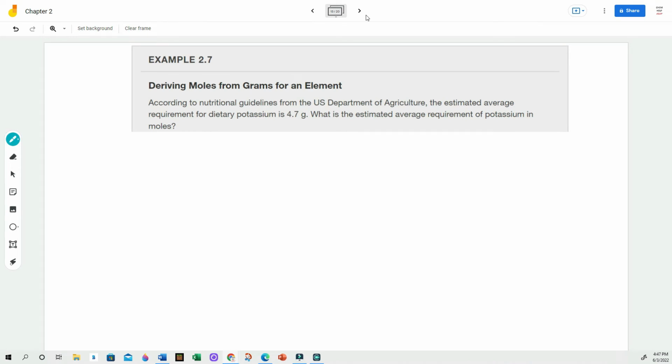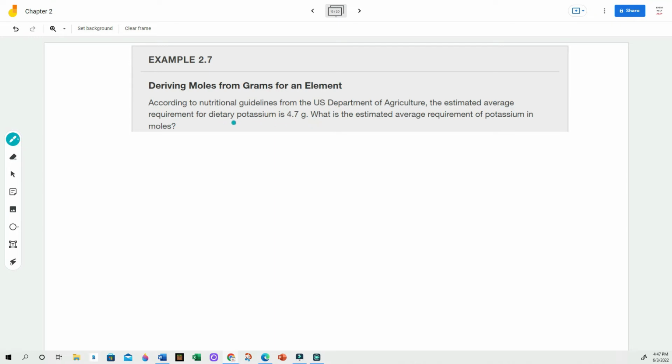Example 2.7, deriving moles from grams for an element. According to the nutritional guidelines from the U.S. Department of Agriculture, the estimated average requirement for dietary potassium is 4.7 grams. What is the estimated average requirement of potassium in moles?